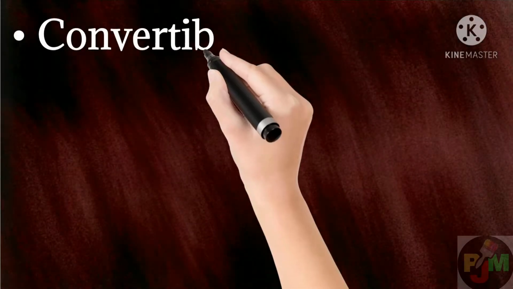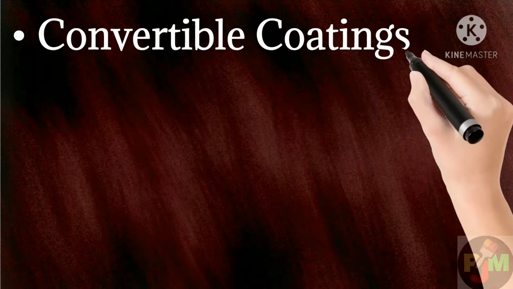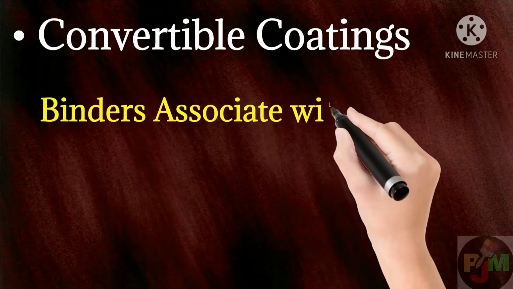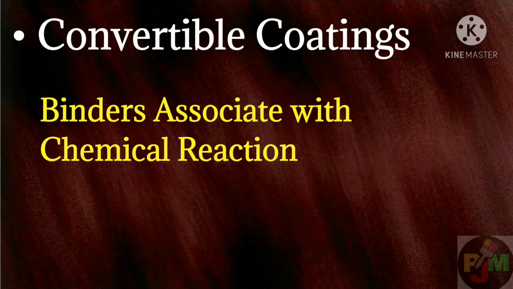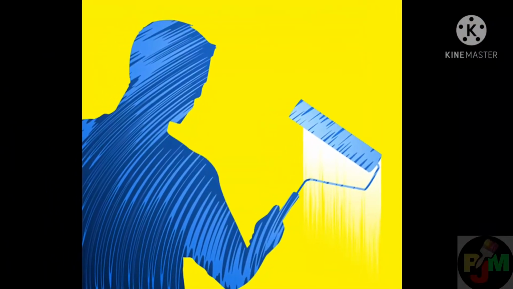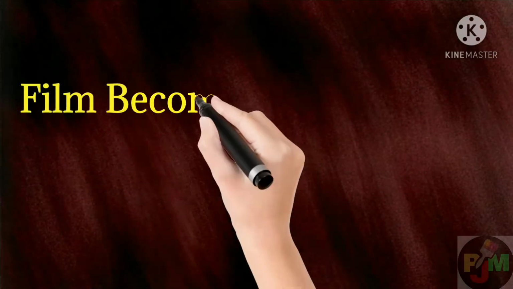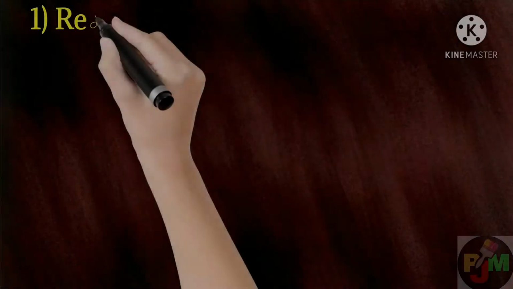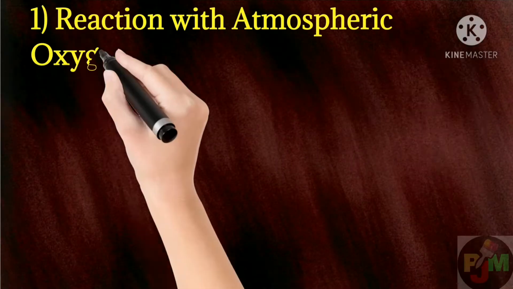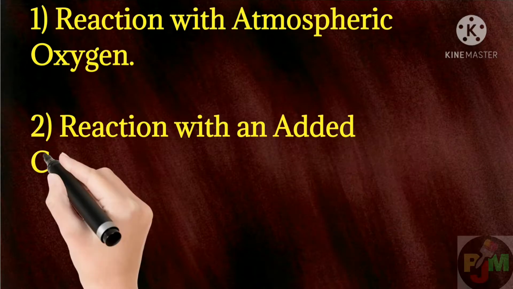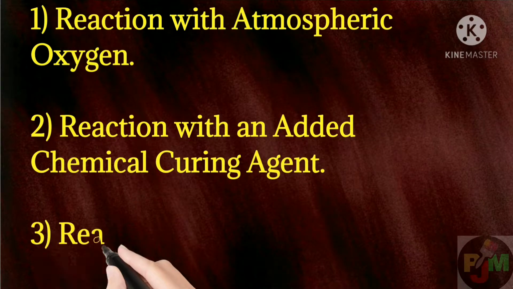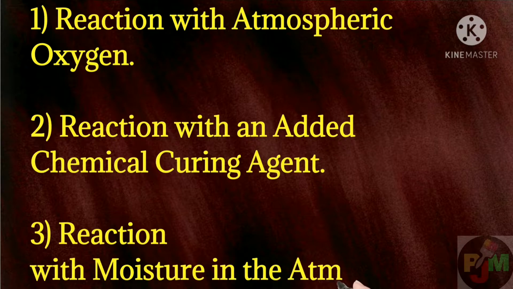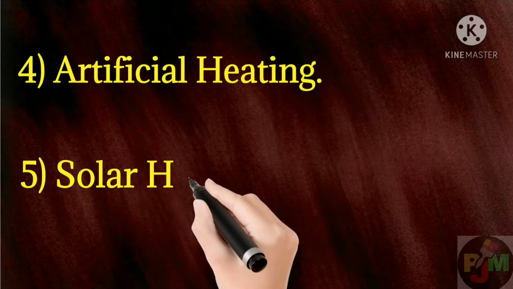Convertible coating. In convertible coatings, binders are associated with chemical reactions. In this coating, drying takes place by evaporation of solvent and the film becomes dry to touch. The paint film progressively becomes more chemically complex by reaction with atmospheric oxygen, reaction with an added chemical curing agent, reaction with moisture in the atmosphere, artificial heating, and solar heating.